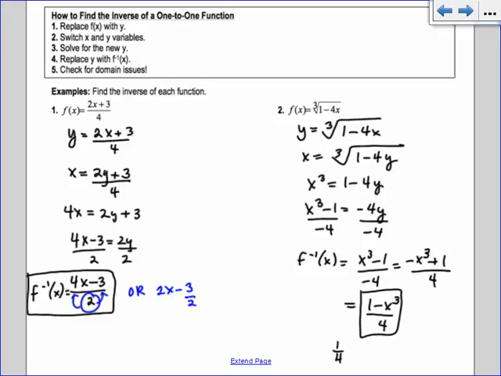Again, you could also have 1/4 minus 1/4 x cubed, something like that. You could have lots of different versions of this answer. Makes grading these oh so fun.